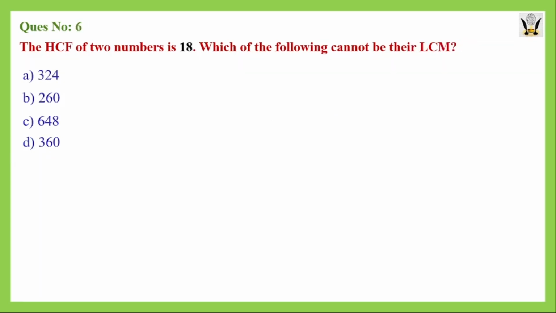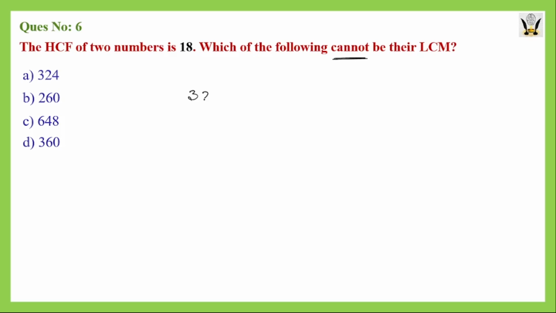Now the next sum says that if the HCF of two numbers is 18, then which of the following cannot be their LCM? So this is the same kind of problem where this time the HCF value is given, which is 18, and we need to find from the given options which cannot be their LCM. And again the same concept that LCM is always a multiple of HCF. So if their HCF value is given, then from the given options we can easily find which will not be a multiple of 18, and that will be our correct answer.